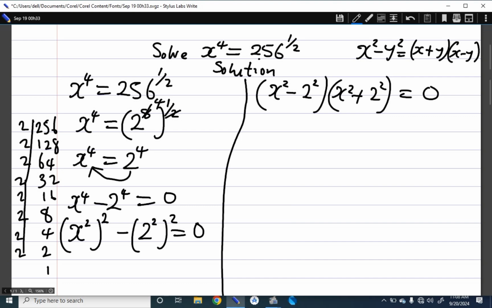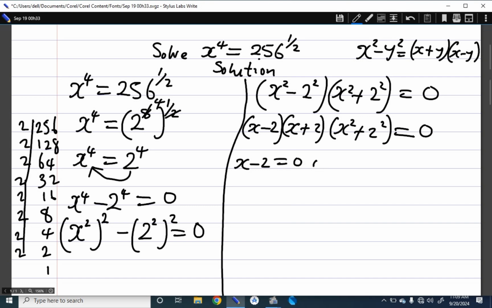Now if you look at this first one, you will see that this first one is equally another difference of 2 squares again. So this is the same thing as saying that same first person minus the second person and the first person again plus the second person, then in bracket of x squared plus 2 squared is equal to 0. And we are going to say that when the product of things is equal to 0, automatically one of them must be 0. So we have that either x minus 2 is equal to 0 or x plus 2 is equal to 0, or we have that x squared plus 2 squared is equal to 0.